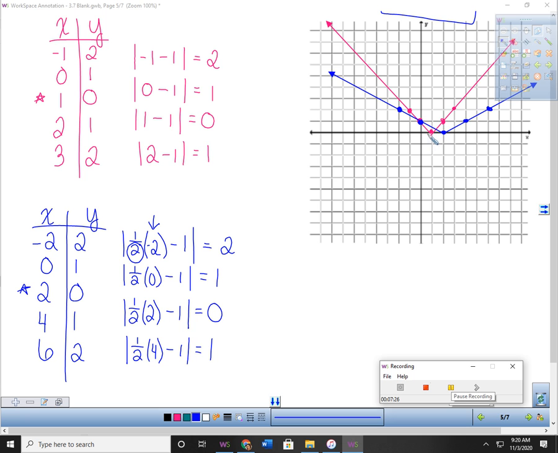So if we compare these two, this one is definitely a little flatter, right? So it maybe shrunk vertically, or we can consider that a horizontal stretch, right?